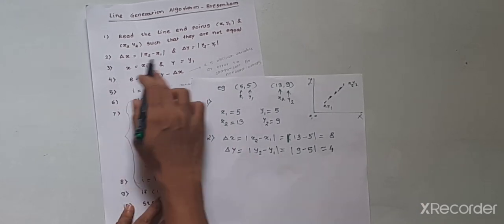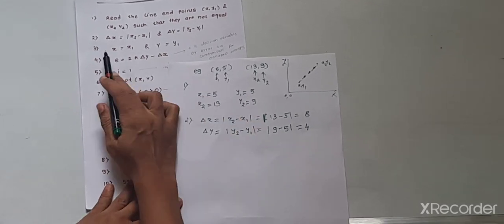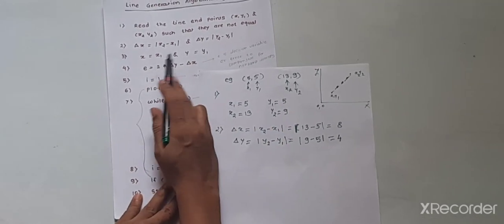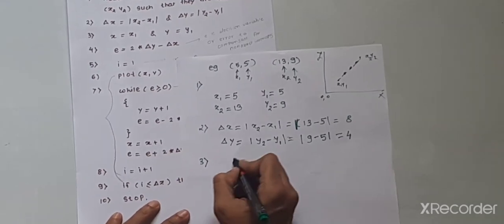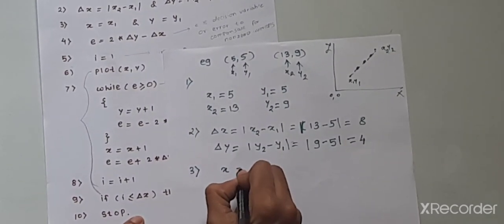So here is the end of our step number 2. Now what is our step number 3? x is equal to x1 and y is equal to y1. So according to step 3, we want to initialize the values of x and y.